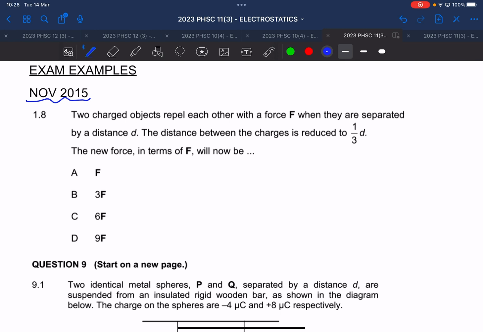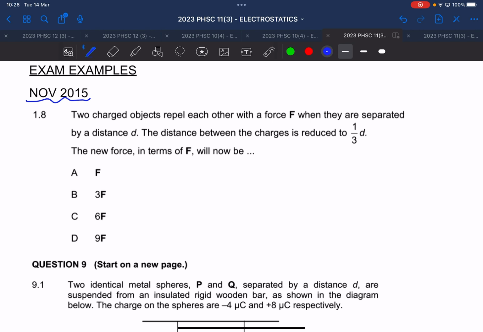Okay, when the distance goes from d to a third d, is it closer together or further apart? Closer. So what do you think will happen to the force? Stronger or weaker? Stronger. Because the distance is smaller, we think it's stronger. So it's definitely not F. So it's one of those options.